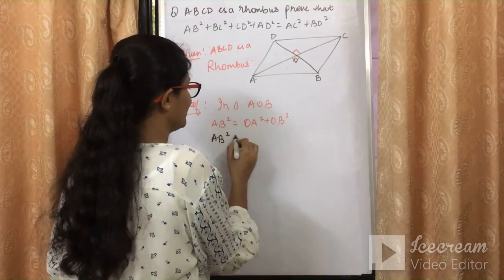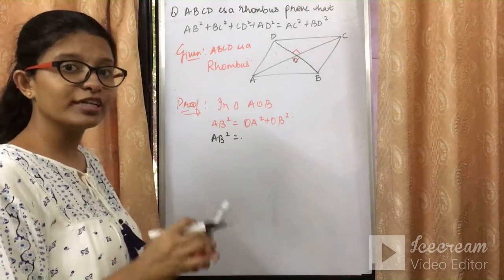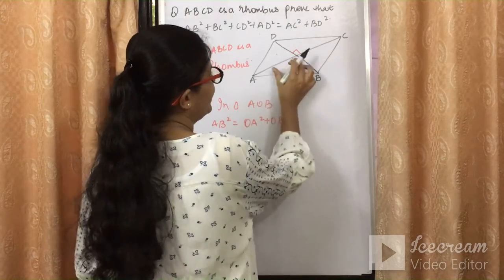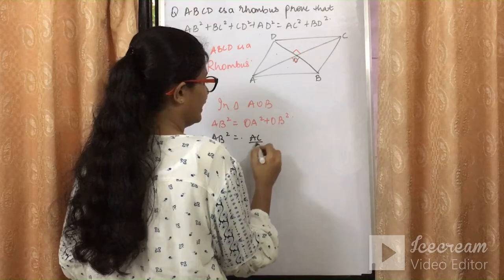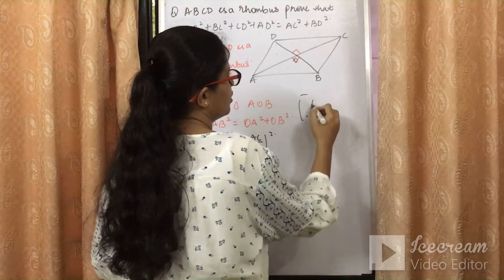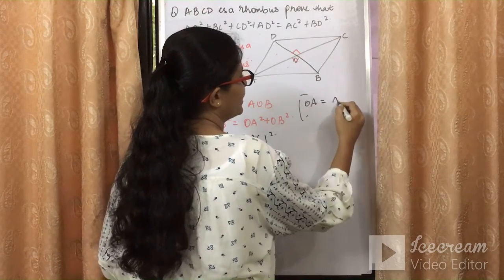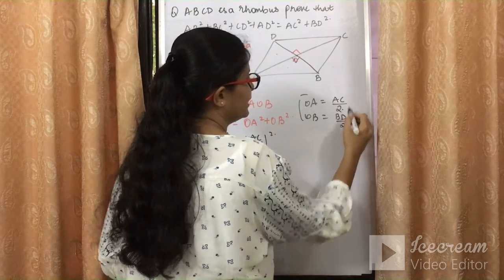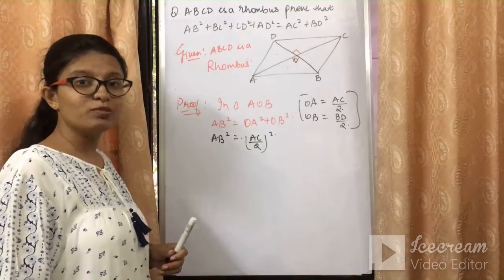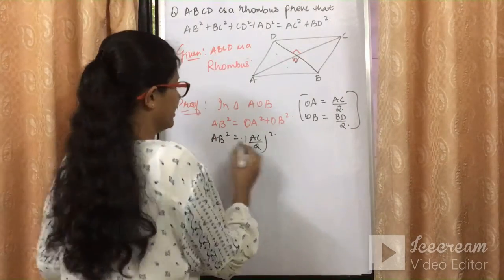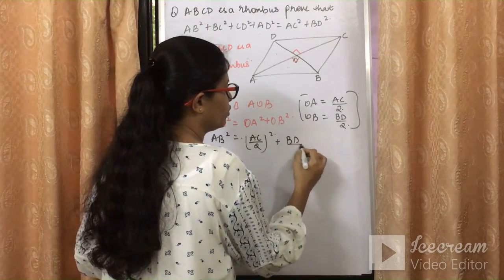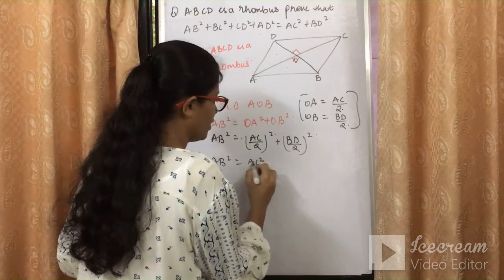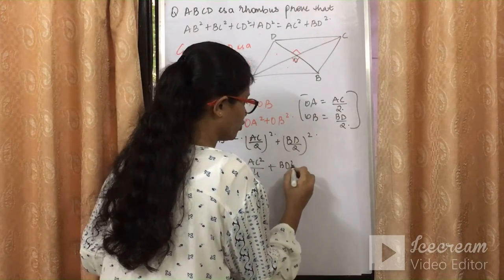तो AB square is equals to, I told the rhombus है तो उसके diagonals bisects each other. If the diagonals bisect each other, OA can be written as AC by 2, AC by 2 का whole square. OA is nothing but AC by 2. And similarly, OB can be written as BD by 2. The reason for this is diagonals of the rhombus bisects each other at 90 degree. Now, plus OB के लिए मैं लिख दूंगी BD by 2 का whole square. If I solve this, I will get AC square upon 4 plus BD square upon 4.